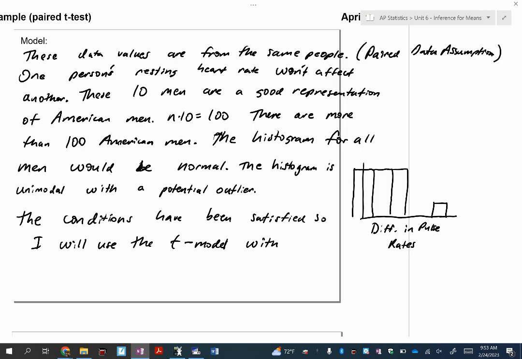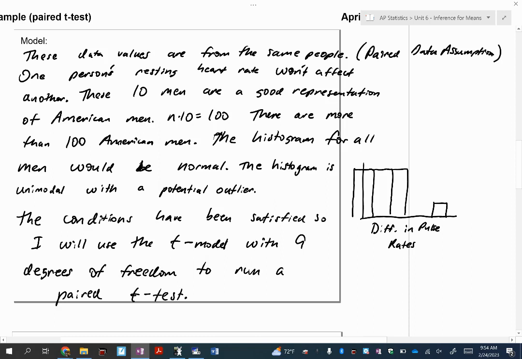So that's why I said, yes, what we're doing is new, but it should feel similar, right? Because now we're doing the stuff that we did a few weeks ago. All right. So the sample size is 10 men minus 1 is 9, with 9 degrees of freedom, to run a paired t-test. And next week, after we practice a little bit more of the paired t-test and paired t-interval, we'll practice that on Monday.